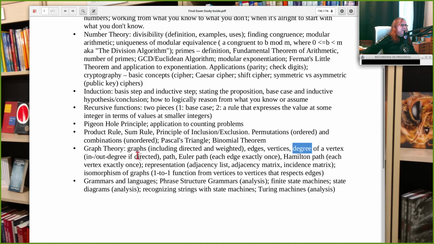What else have we got? Euler paths. So Euler paths, we travel along each edge exactly once. Hamilton paths, we visit each vertex exactly once. And you did some homework questions on that, and we had some theorems for when we have an Euler path or not.